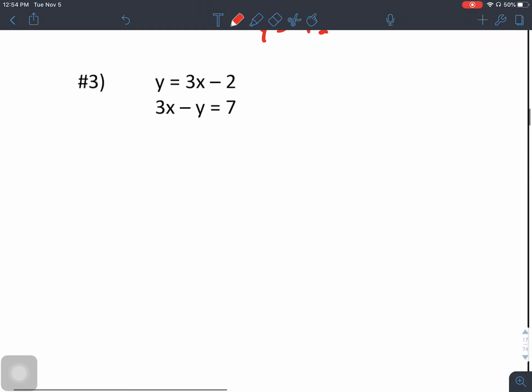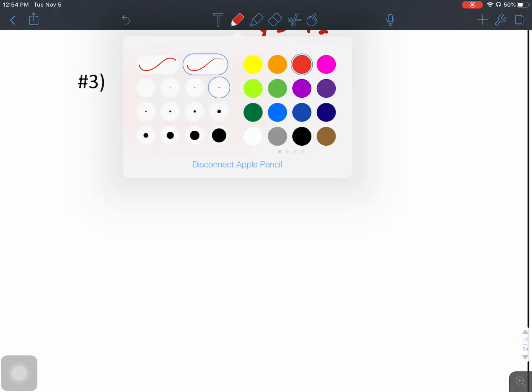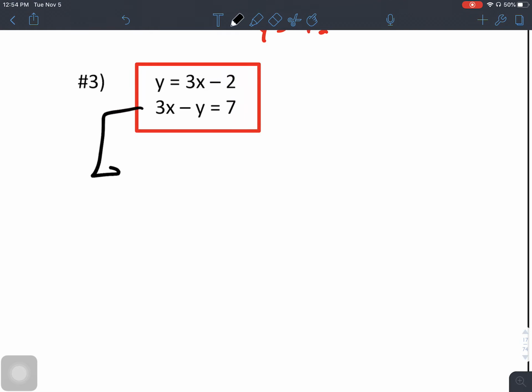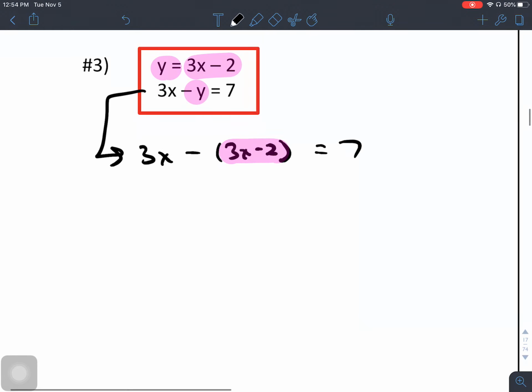Number 3, we could use elimination or substitution for this. I'd probably use substitution since y is already by itself. I would take this equation and rewrite it, and every place I saw a y, I'd replace it with 3x minus 2. Notice there was a subtraction in front of the y, so I have to put it in parentheses when I substitute. You should always use parentheses when you're substituting.